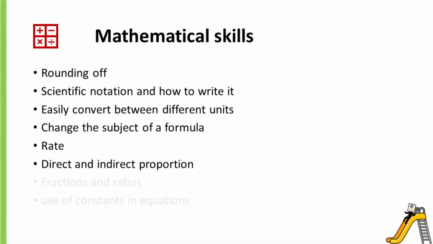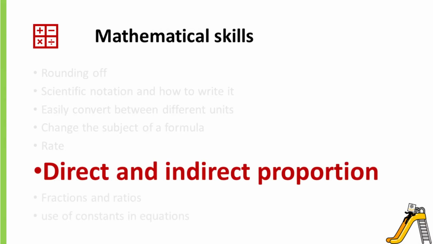Looking at our list of mathematical skills, we now know how to round off, how to write scientific notation. We can easily convert between units. We know how to change the subjects of the formula, and of course we understand what rate is. So therefore today we are jumping into direct and indirect proportion.